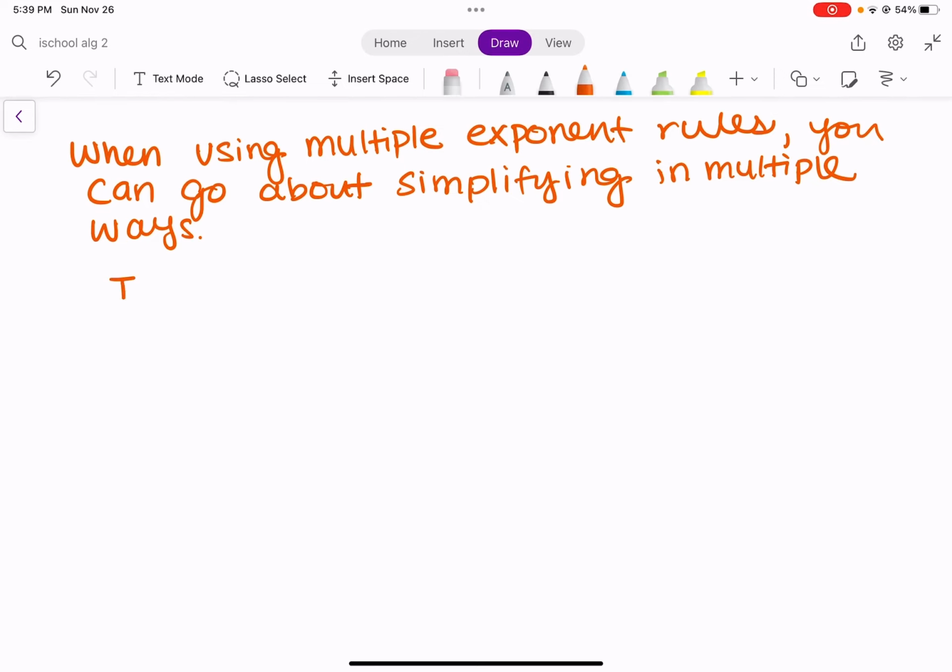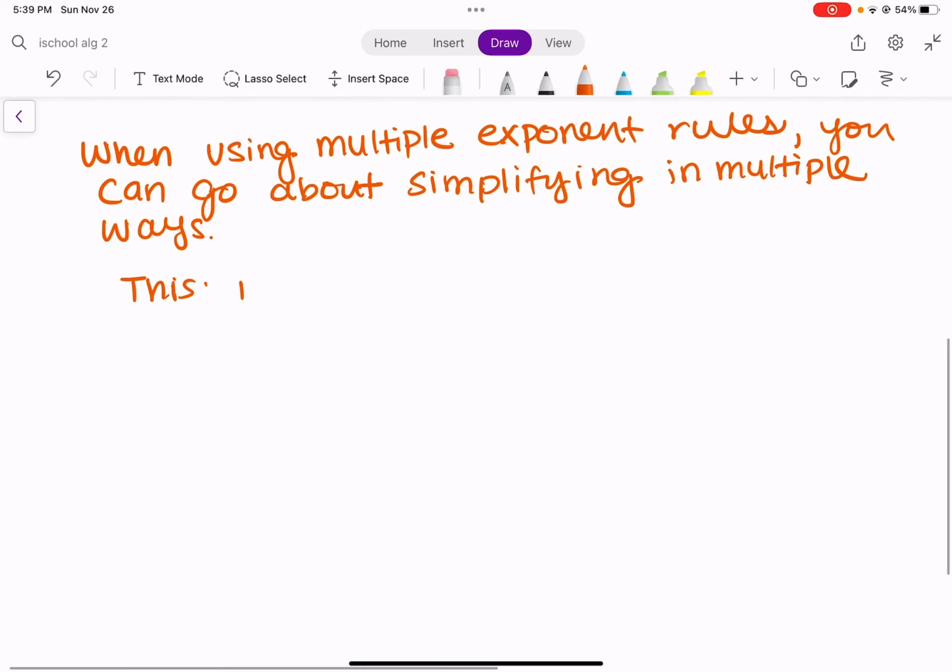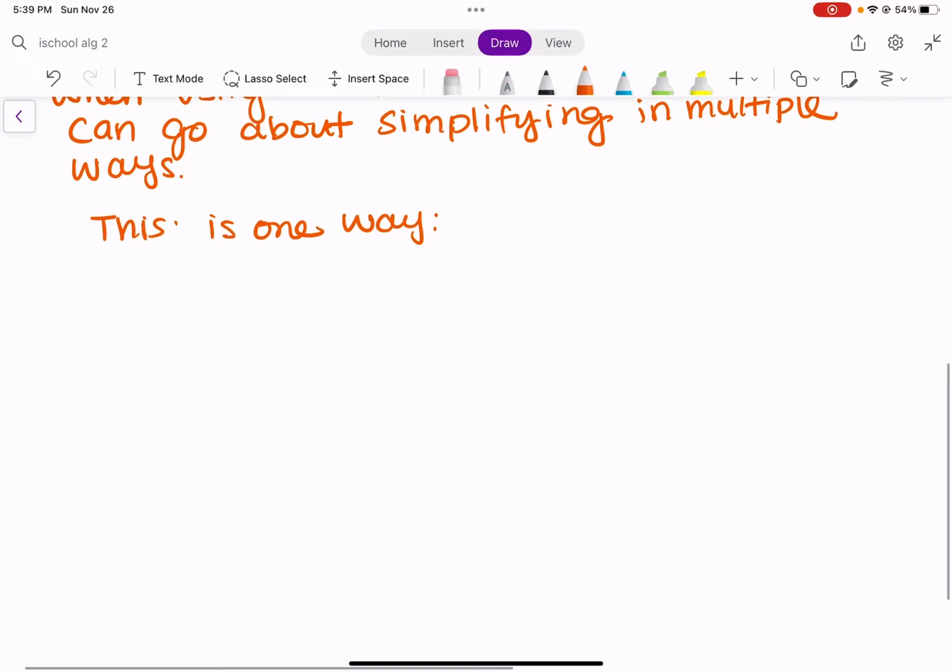So I'm going to write this here. This is one way, okay? This is not the only way. This is just how I choose to go about it, okay? And it's basically 3 steps.